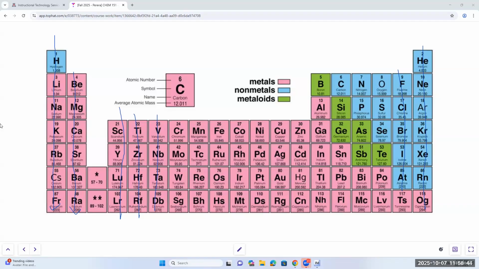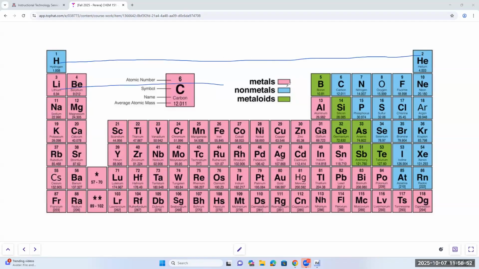On the other hand, we have periods. Periods go from left to right, or right to left. Those are the rows in the periodic table. So this is the first period, second period, third period, fourth period, and fifth, and so forth. Do we have any questions about the difference between the groups and the periods at this point?